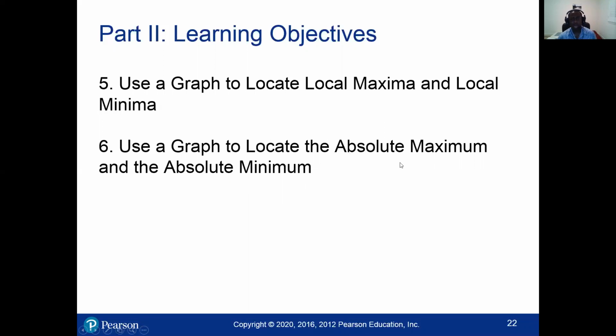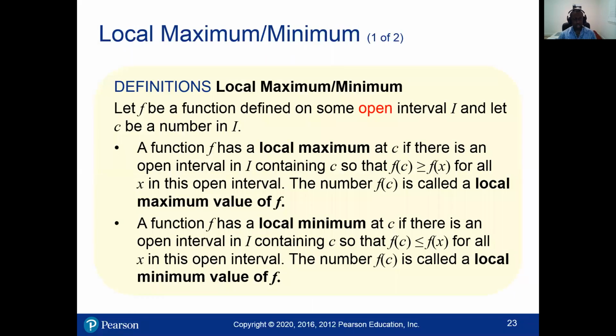Okay. Now, I want to mention that absolute is the same as global. Okay, global minimum and maximum. So let's look at this definition. In the definition, don't get too confused, it's wordy. It has a lot of words there, but I want you to focus on one or two things.